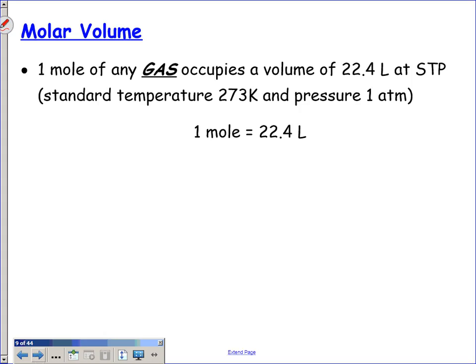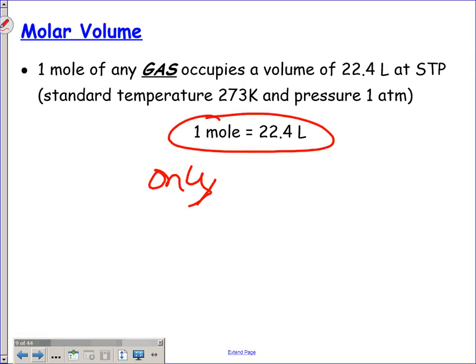So molar volume has a relationship. It has its own number. It's going to be 22.4 liters per mole. And this is actually only for a gas at a specific condition. The specific conditions are called STP, standard temperature and pressure.